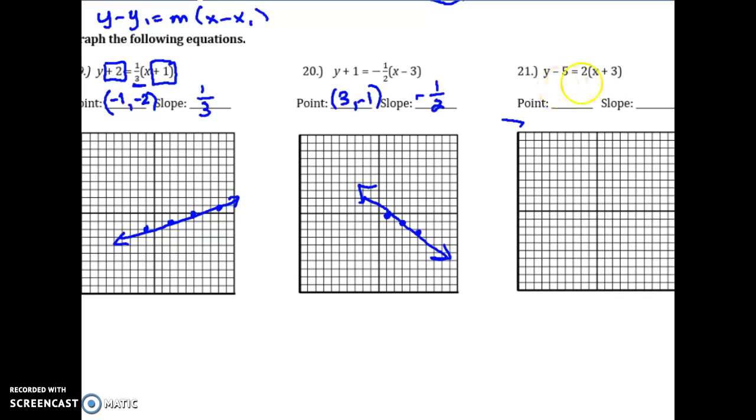Okay, finally, the last one, my slope is 2. And my point is going to be a -3 and a +5. Okay, so -3, 1, 2, 3, +5, 1, 2, 3, 4, 5. Here's my starting point. My slope is 2. I'm going to rise 2 over 1, rise 2 over 1, or I could go down 2 to the left 1. Okay, so that completes the notes for the day.